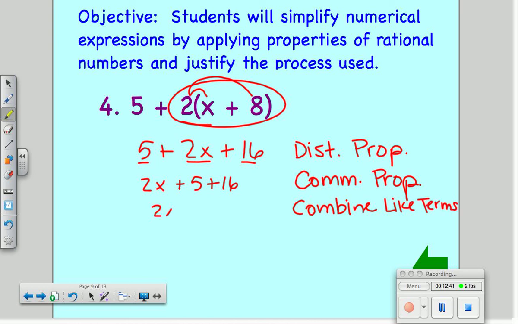So my 2x stands alone. 5 and 16 is 21. There's my answer.